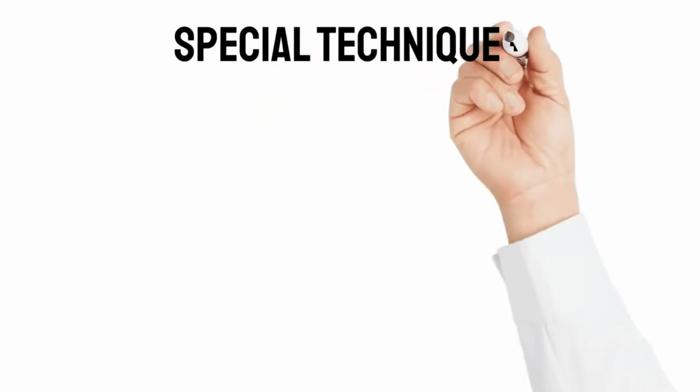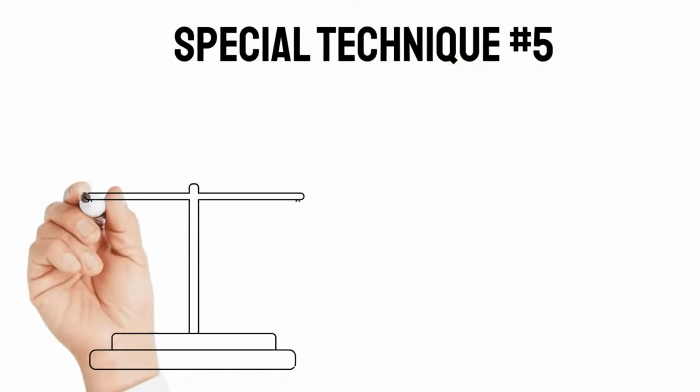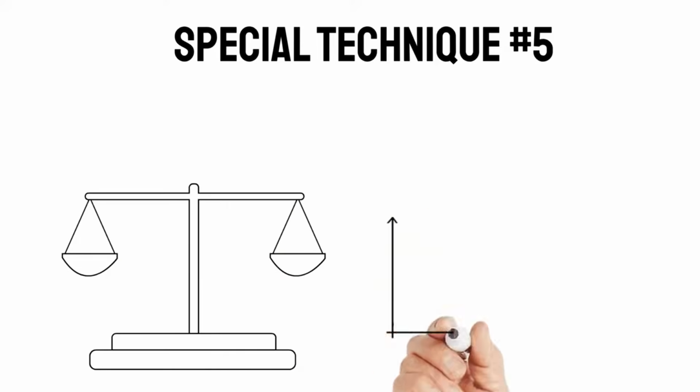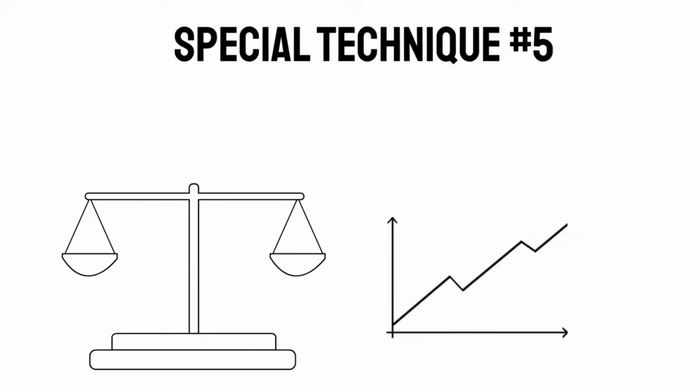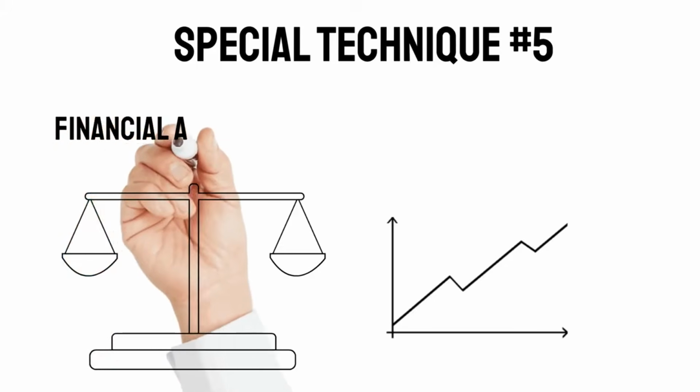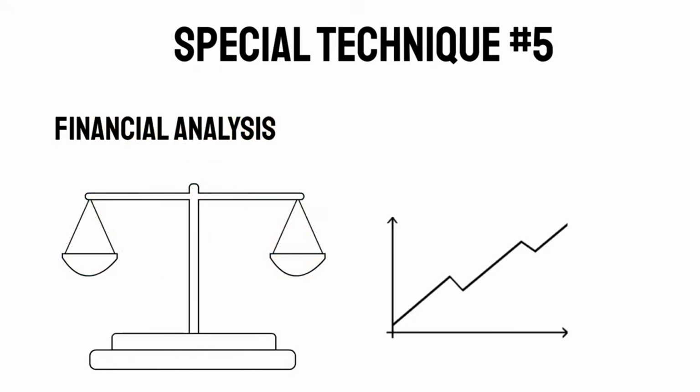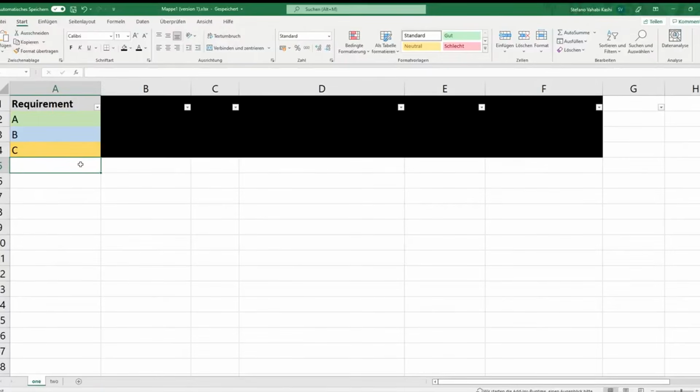After showing you all these 4 pretty basic and simple techniques to prioritize requirements, I want to give you a special technique you won't find in another video. This technique is all about the financial analysis. So for this example, let me jump to Microsoft Excel very briefly. So now we are in Excel.